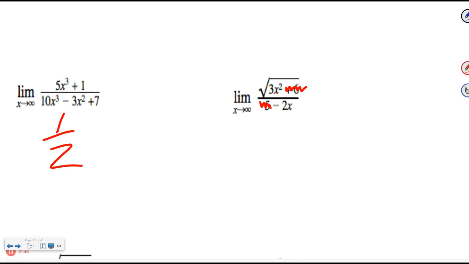What do you think? Top, bottom, or tied? Visually, it looks like on top, but it's under a root, so it's really x. It's the absolute value of x, but whatever, right? They are tied. So my answer has to be the coefficients, which means I'm debating between root 3 over 2 versus negative root 3 over 2.